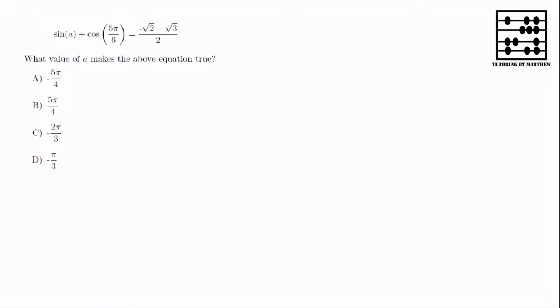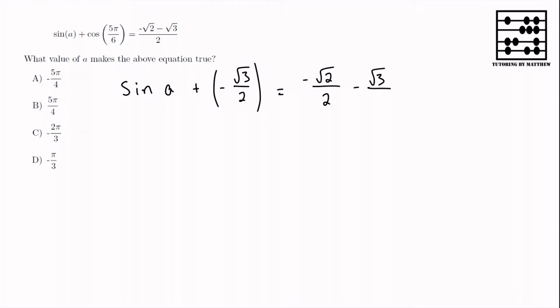Since cosine 5 pi over 6 is actually just a number, we can rewrite it as well. The reference angle is pi over 6, and it's in quadrant 2. This gives us the equation sine of a minus square root of 3 over 2 is equal to negative square root of 2 over 2 minus square root of 3 over 2. Adding square root of 3 over 2 to both sides leaves us with the sine of a equal to minus square root of 2 over 2.